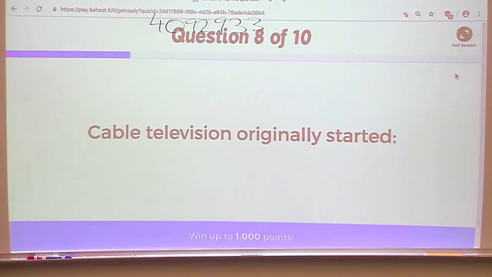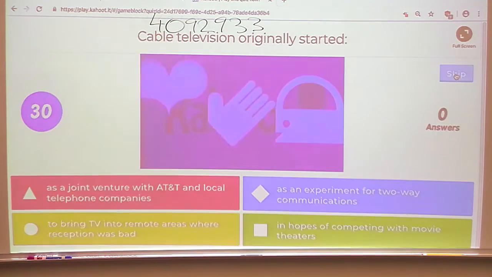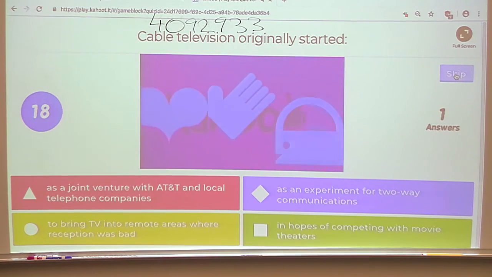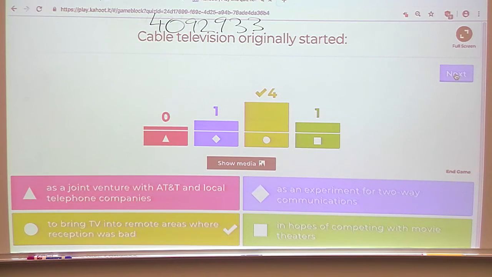Okay, cable television originally started. What did cable television do at the start of its existence? As a joint venture with AT&T and local telephone companies, as an experiment for two-way communications, to bring TV into remote areas where reception was bad, or in hopes of competing with movie theaters. So what would have been the role of cable television when it started?